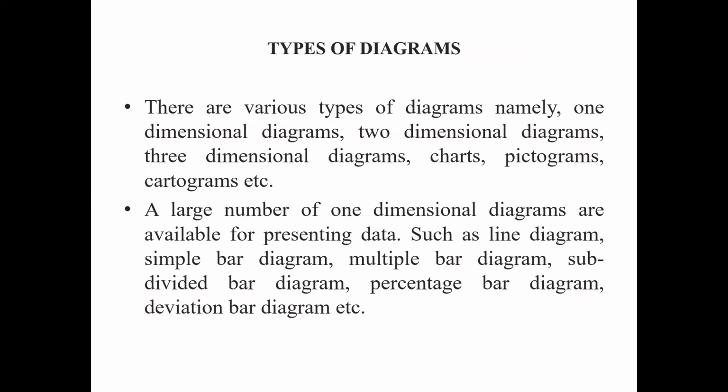So there are various types of diagrams, namely one-dimensional diagram, two-dimensional diagram, three-dimensional diagram, charts, cartograms, pictograms. A large number of one-dimensional diagrams are available for presenting the data, such as line diagram, simple bar diagram, multiple bar diagram, subdivided bar diagram, percentage bar diagram. So there are n number of bar diagrams which you can take help of in the diagrammatic presentation.